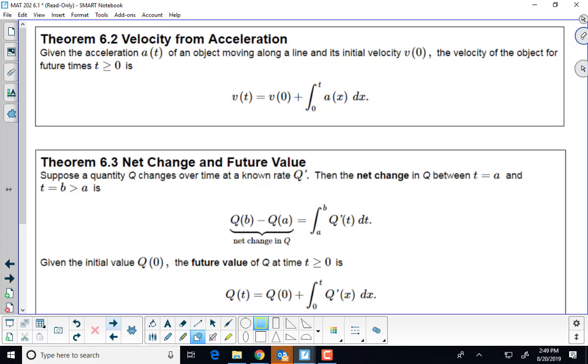The future value method uses S of 0, your initial position, and then adds the displacement on the interval 0 to T. So on that last question, when it said on 0 to 4, is that where it's defining the domain of the function? Yes. But it's asking for any t, not just between 0 and 4. Right.